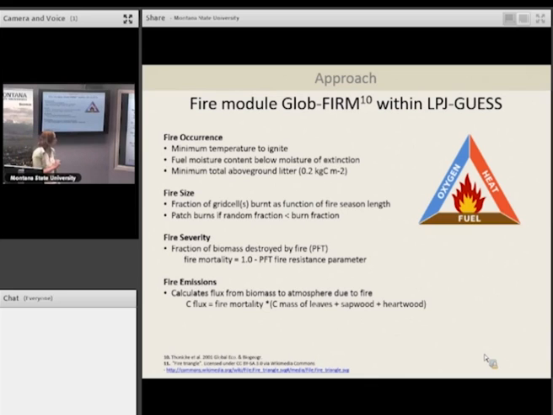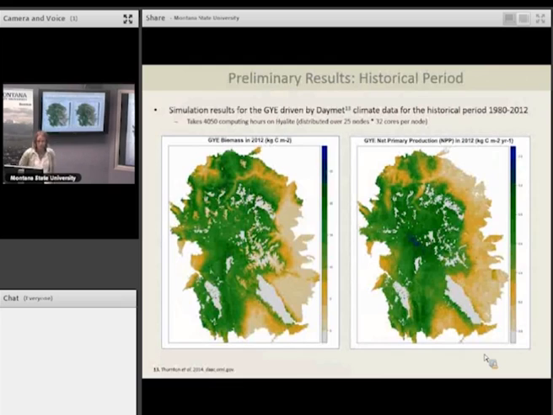All right, so some results. This is for the historical period, and this is showing the year 2012. We're looking at the total biomass across the GYE and then the net primary productivity. What I find interesting is we can see here the topographical gradient is pretty drastic. We can see that in some of the higher elevation sites, which are receiving more precipitation, the orographic effect, we have places of up to 25 kilograms of carbon.